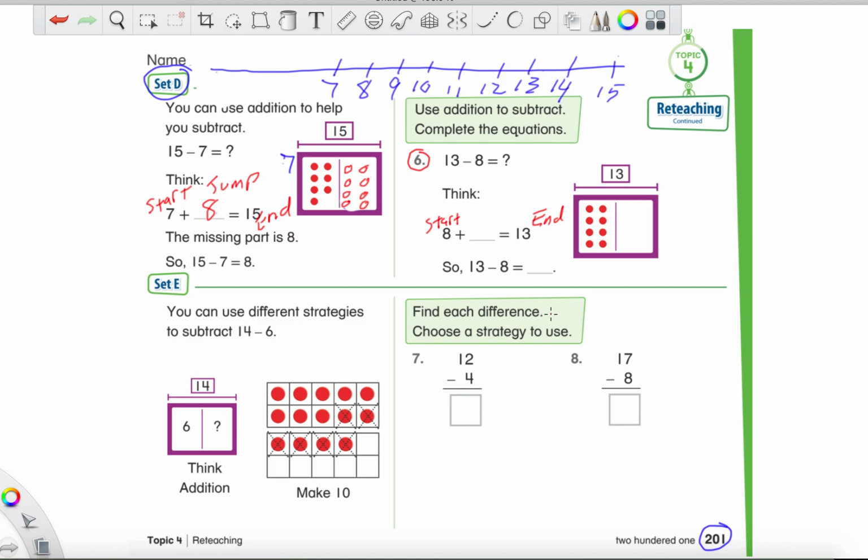Alright, if you're still working on number 6, pause the video, take your time. When you're all set, hit play. Because I'm not going to go over it since there's only one, and I want to make sure that everyone is trying this and you're doing your own work.